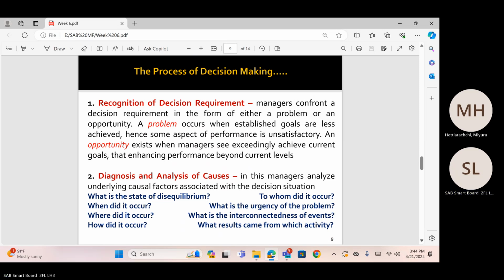Right. Identification, recognition of the requirement means the decision maker should identify the problem. But a problem may have both characters, no? It can be a threat or an opportunity. Plus or minus, there's a gap. When the gap is significant, then irrespective of the nature, plus or negative, the diagnosis should be done.